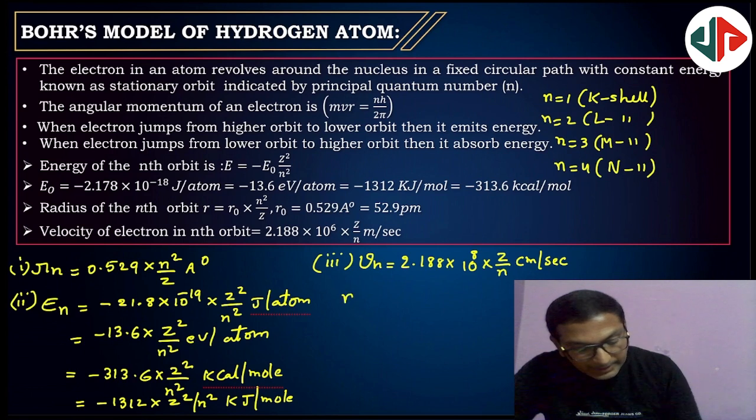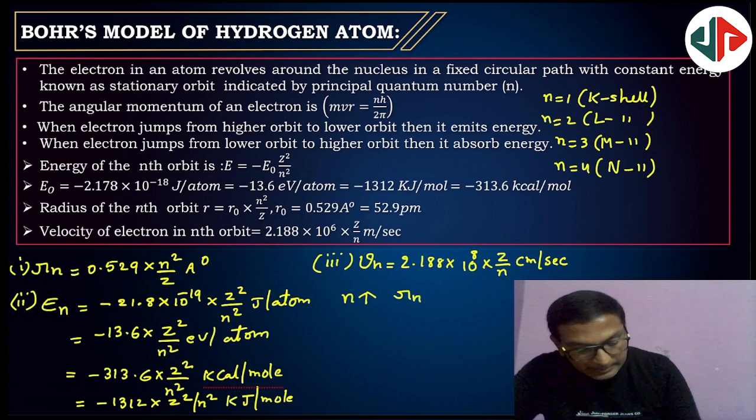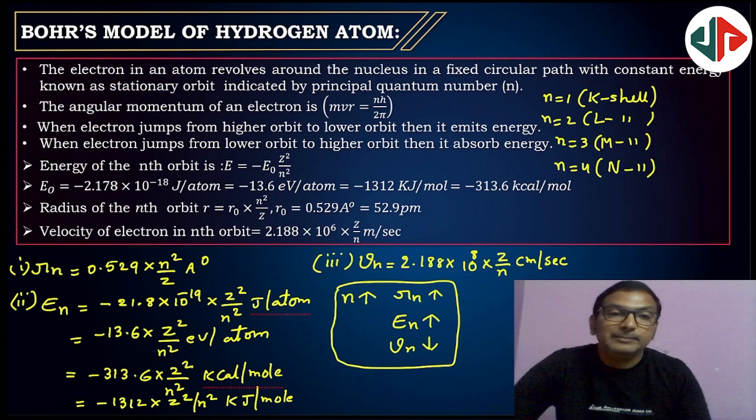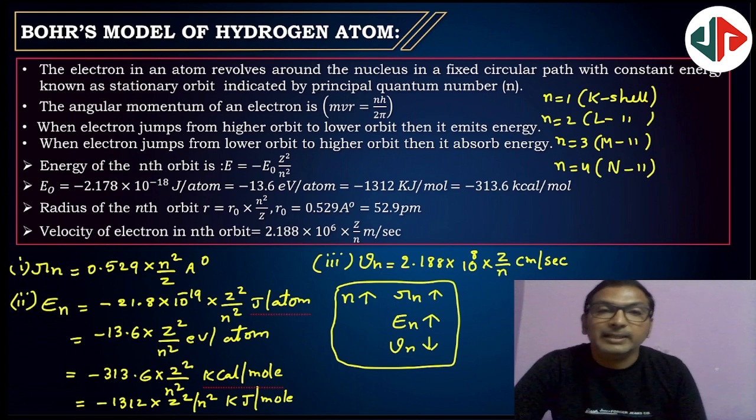So as the value of n increases, n means here principal quantum number or orbit number, radius of nth orbit increases. Energy of nth orbit also increases, but velocity of electron in nth orbit decreases. Remember this point. Radius is directly proportional to n, energy is directly proportional to n, but velocity of electron in nth orbit is inversely proportional to n. So based on these formulas, we can calculate radius, energy and velocity of electron in nth orbit.